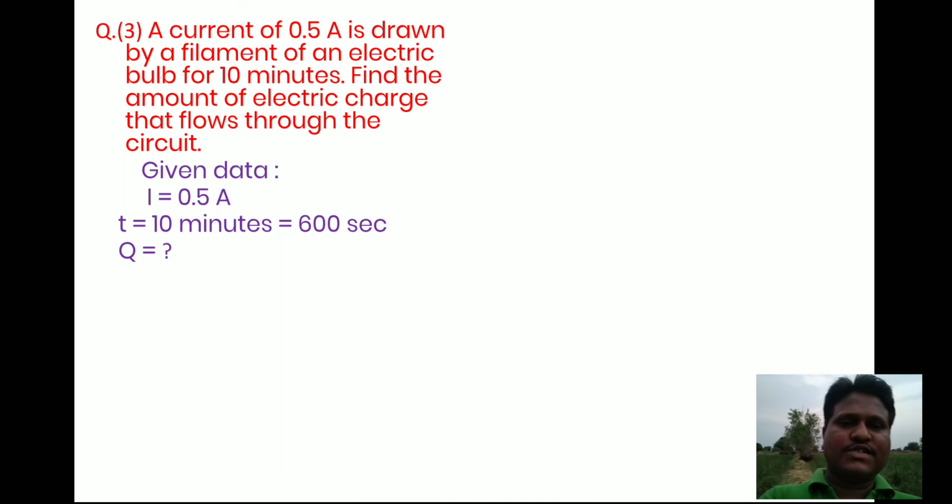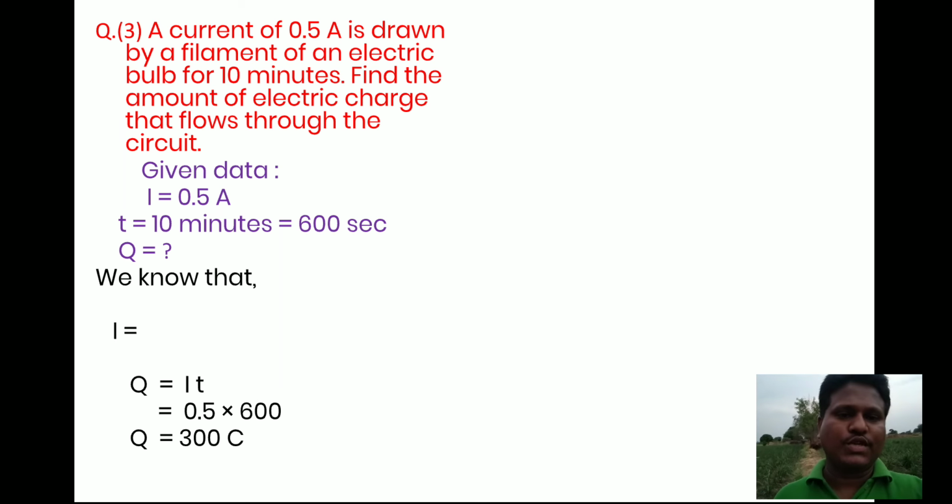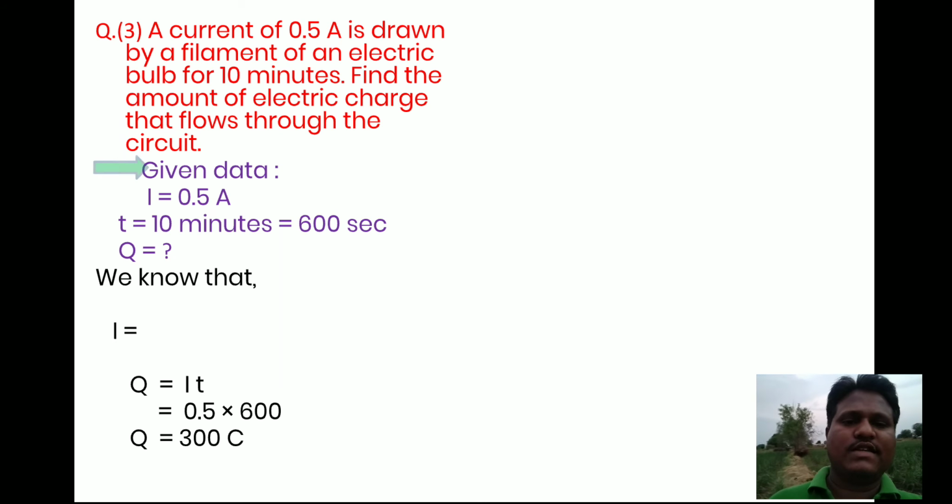We know the relation between these three quantities. So we can write I is equal to Q by T. So Q can be written as I into T. We know the definition of current, I is equal to Q by T. So Q is equal to I into T. You can remember that. So Q is equal to what? I into T. So 0.5 into 600 will give us the value 300 coulomb.